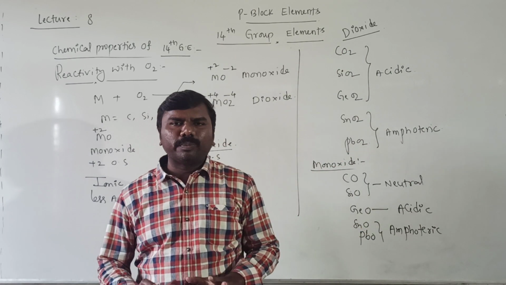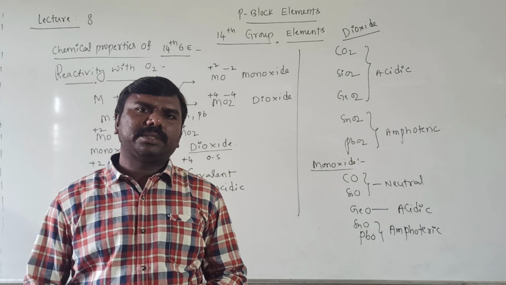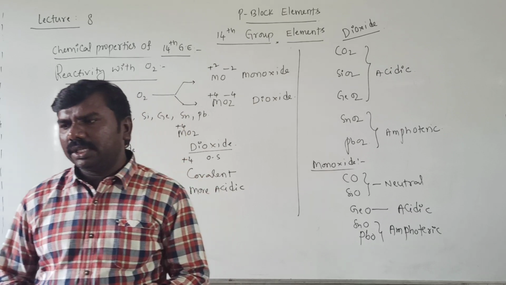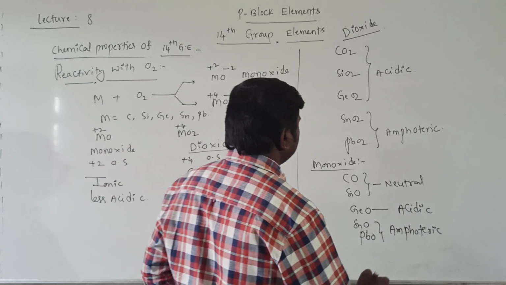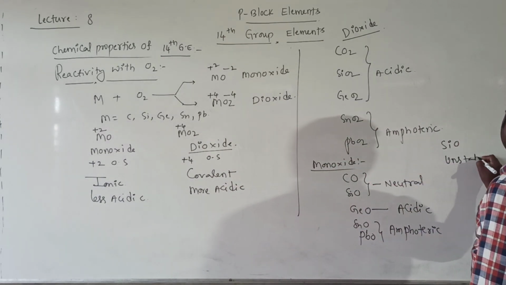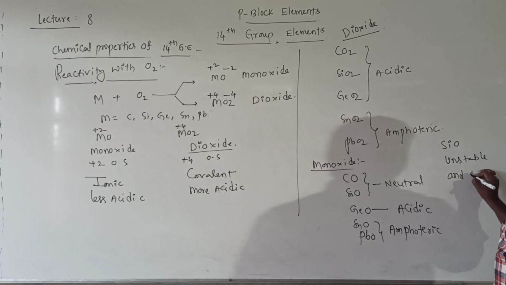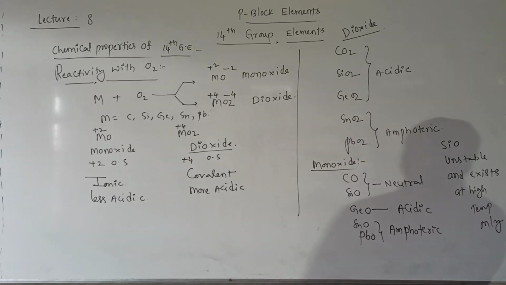There is no basic oxide in the 14th group elements' oxides. SiO2 especially. SiO exists, but SiO is more unstable and exists at high temperature only, right?